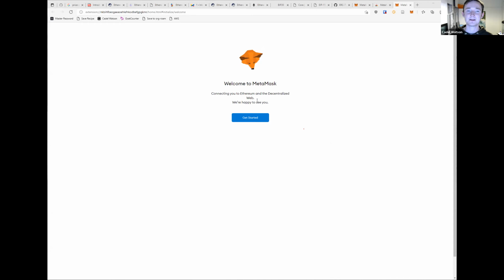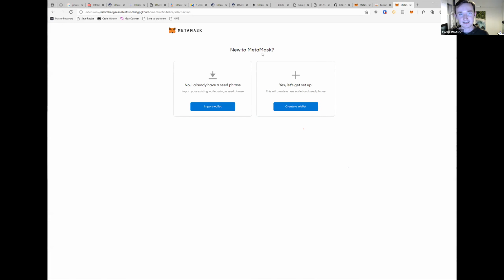Through things again. So you should have this little fox popped up, and it'll give you a happy message. We'll just click Get Started. You're new to MetaMask, and so what we're going to do is create our own Ethereum wallet. This is essentially creating those accounts we're talking about. This is going to be our identity in the Ethereum network. So you'll click this Create a Wallet button.